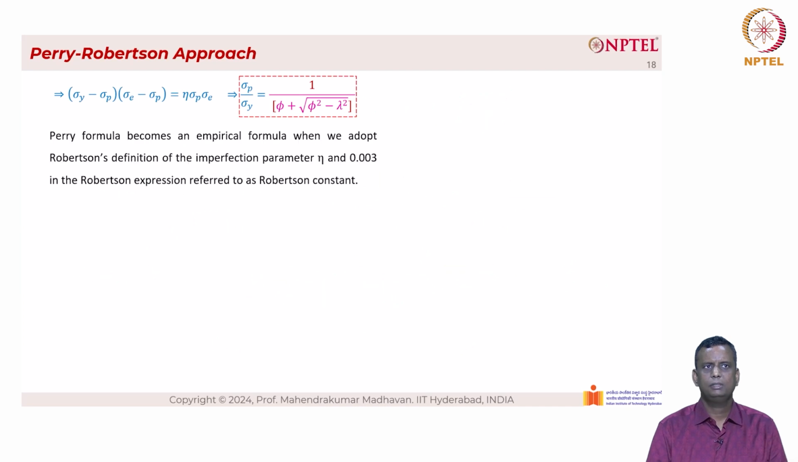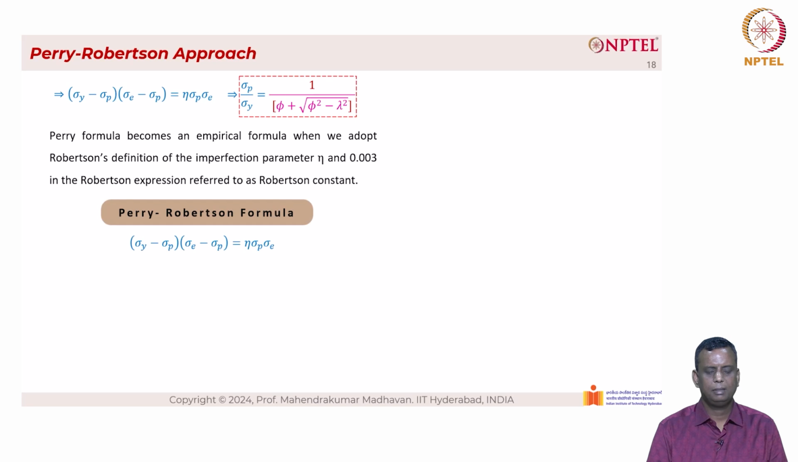So this equation is also known as Perry's formula, and becomes an empirical formula when we adopt Robertson's definition of the imperfection parameter eta, and 0.003 in the Robertson expression is referred to as the Robertson constant. So the Perry-Robertson formula is of the form (sigma y minus sigma p) multiplied by (sigma e minus sigma p) is equal to eta into sigma p sigma e, where eta equal to 0.003 L by R instead of eta equal to delta naught by C.